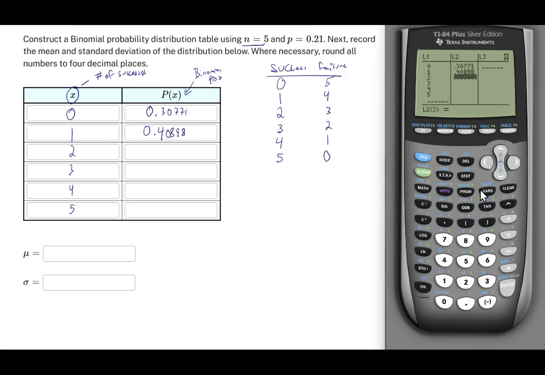Then we can press second distribution again, alpha math, change the x value to 2, press enter. We get 0.21743. Oops, wrong button. Second distribution. Oh, I think I messed this up. No, there we go. Second distribution, alpha math, change the x value to 3.